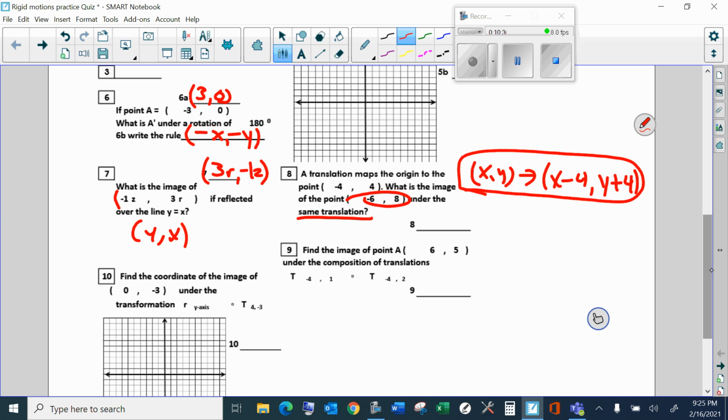Now I apply that to negative 6 and 8. So what do I get? Negative 10, comma 12 is my point. Should be very simple.